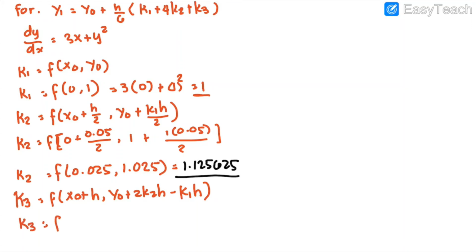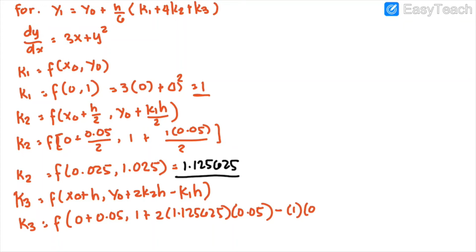K3 now is equal to f of x naught 0, h 0.05, y naught is 1 plus 2k2 1.125625, step size 0.05 minus k1 of 1 times 0.05. So solving for k3, f of 0.05 and y is 1.0625 60.